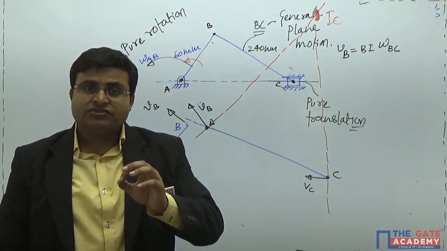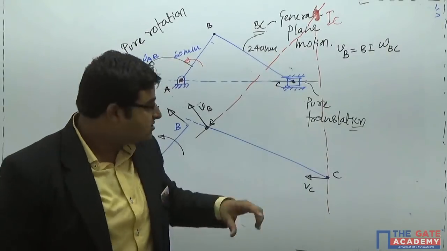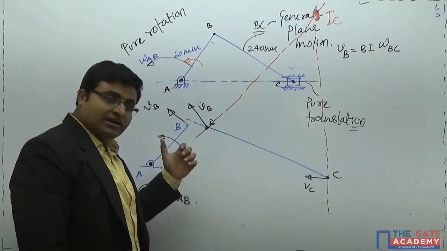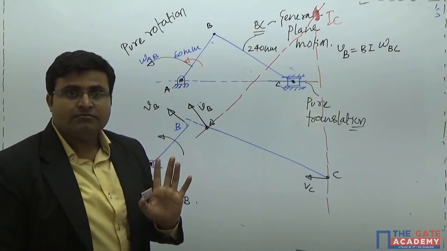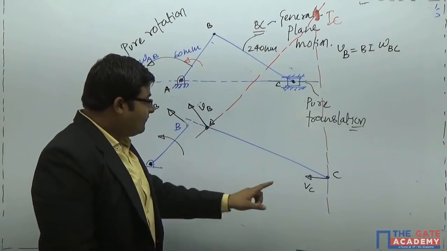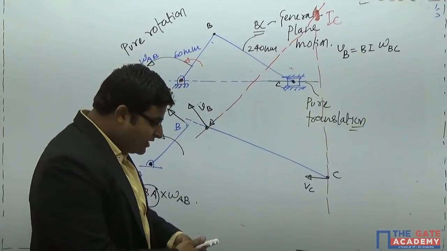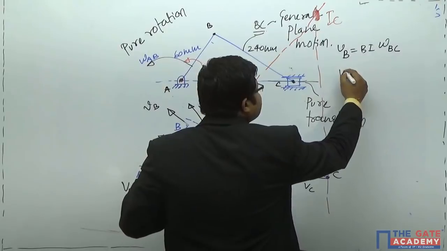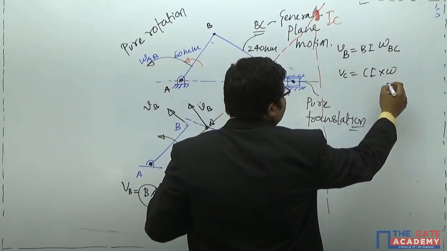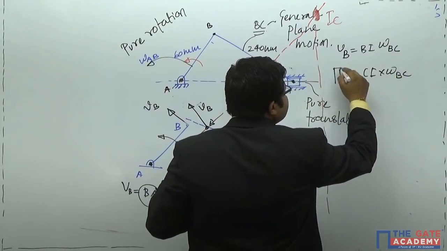These two equations are very important because we are writing them for the same point, but for different links. This is your crank AB and this is your link BC. So two different links are there, but the point is the same. This is very important about this particular discussion. Next, velocity of point C can also be written as CI multiplied by omega BC.